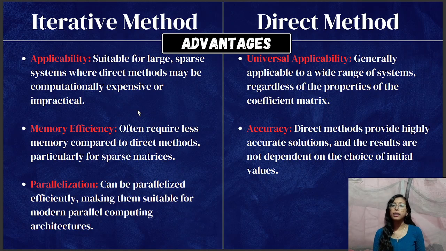Now, in the direct method, we can see there are 2 points, that is universal applicability and accuracy. In universal applicability, generally applicable to a wide range of systems regardless of the properties of the coefficient matrix. And now the second point here is accuracy. The direct methods provide highly accurate solutions and the results are not dependent on the choice of initial values.